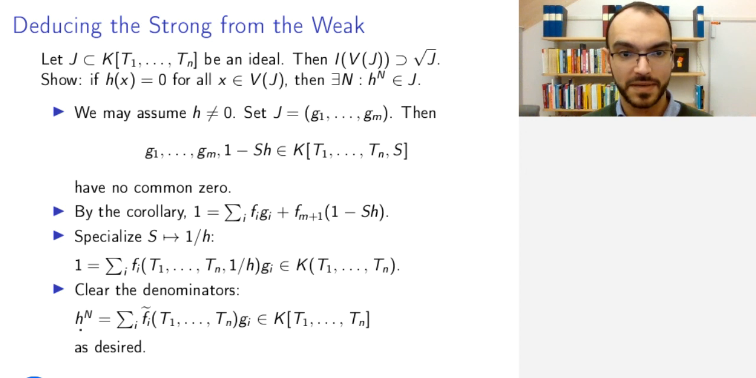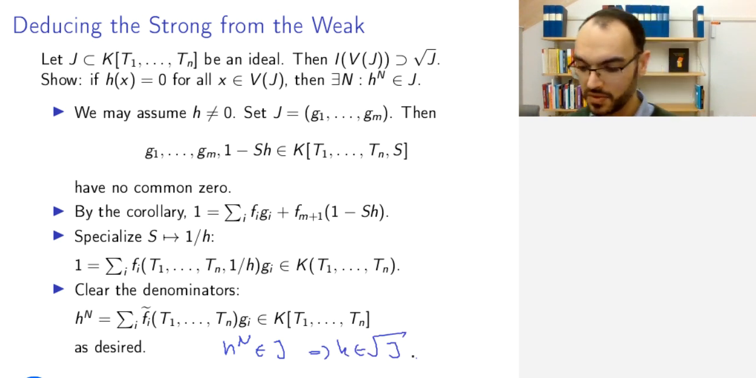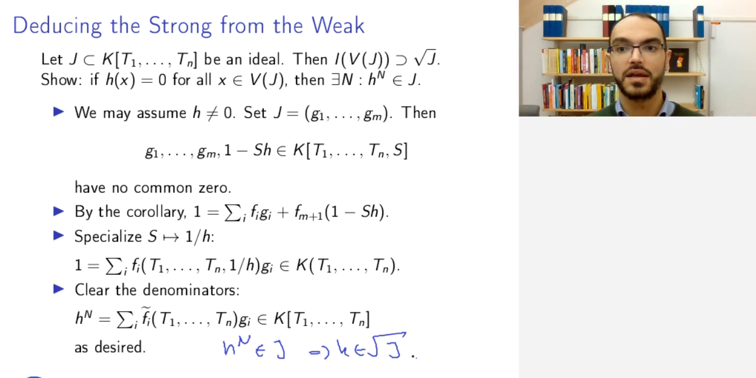Now we have multiplied by a high enough power of h that these fi tilde are now polynomials, and so h to the power n is a combination of these gi, and the gi generate j, so this means that h to the power n belongs to j, so h belongs to the ideal as desired. And so from the weak Nullstellensatz we have deduced the strong Nullstellensatz. Pause and go through this proof once again if it went a bit fast.